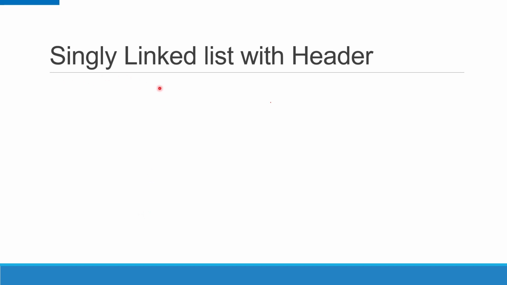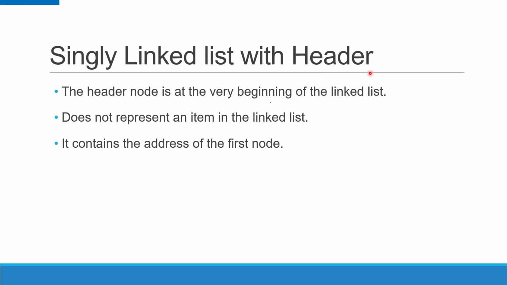Next we'll see singly linked list with header node. You have some advantages if you use a header node with a linked list. The header node is at the very beginning of the linked list, which means it will be the first node in your linked list. With the help of this header node, we can hold the address of the first data element in the list. It will not hold any actual data; it will hold the address of the first data element.